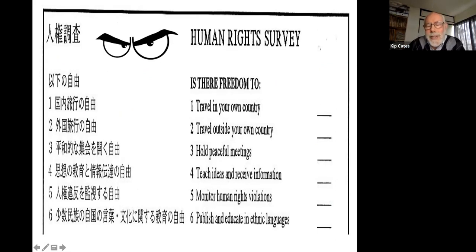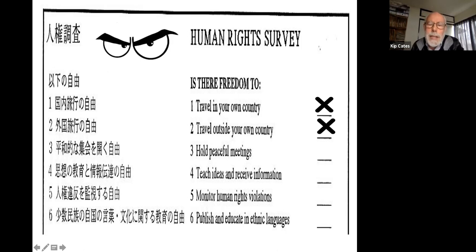What about those with a more critical view? For me, this is very interesting. Is there freedom to travel in your own country, in Japan? This group, no. Please explain. Kate Sensei, in Japan, we have American military bases on Japanese soil. I'm Japanese, I'm not allowed to go inside that American military base, even though it's on Japanese territory. I'm not free to travel in my own country. Interesting point. Is there freedom to travel outside your own country? No. What do you mean?